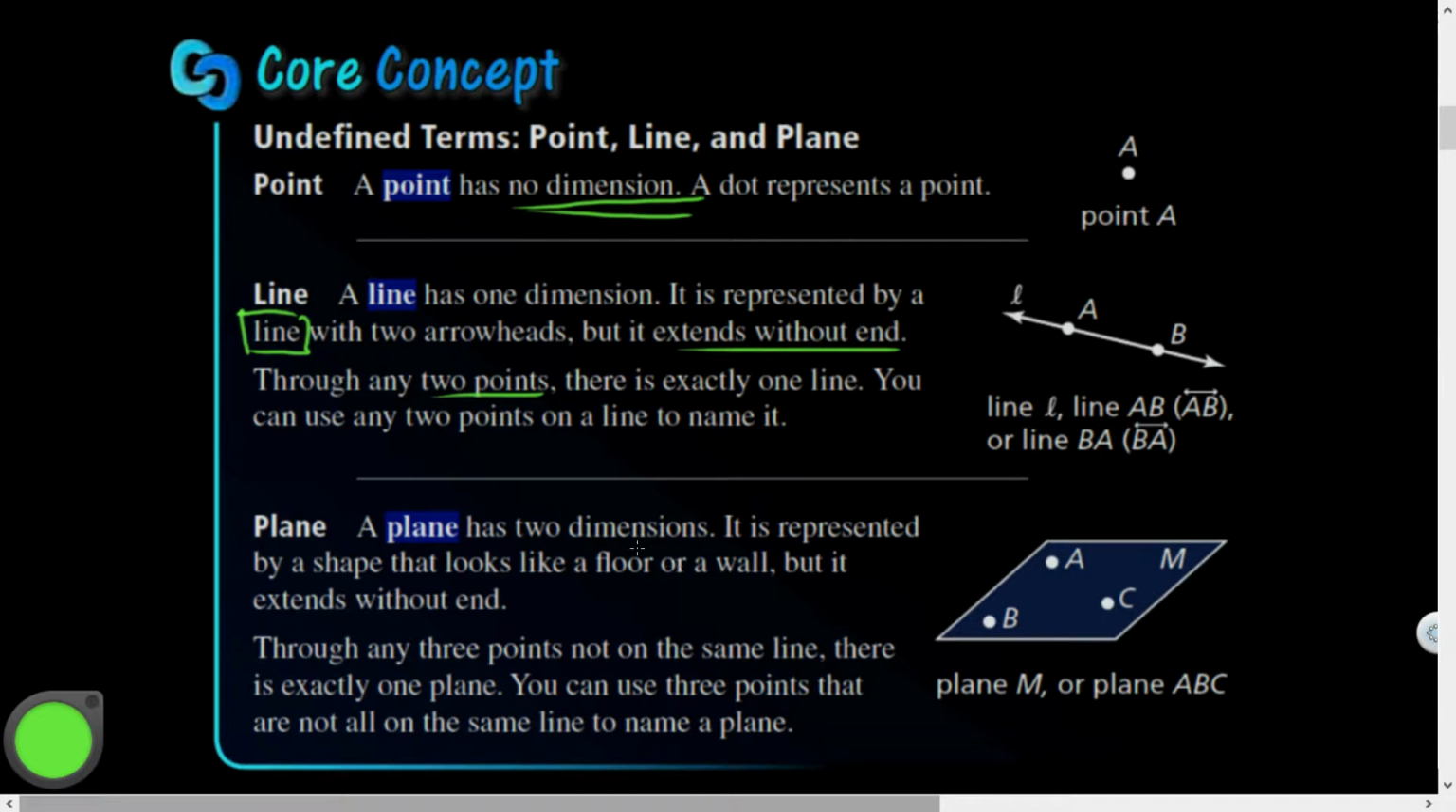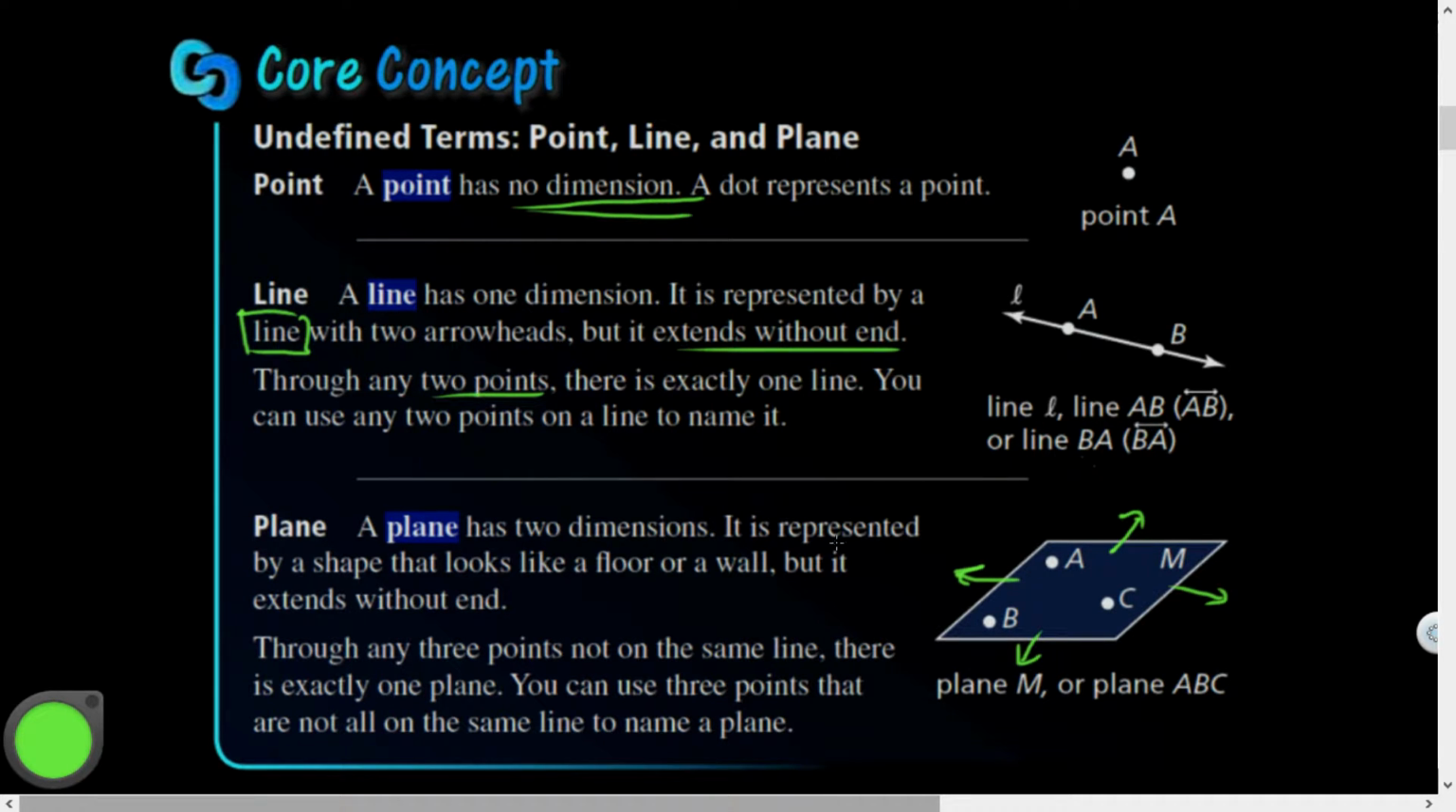And then a plane, P-L-A-N-E, has 2 dimensions. It is represented by a shape that looks like a floor or a wall. But it extends without end. So imagine that this is actually traveling in all of these 2 dimensions infinitely. We don't restrict it to just that region or that location. It's traveling in all of those dimensions infinitely, at least according to the ideal mathematical description of it, like what we're imagining, for instance.